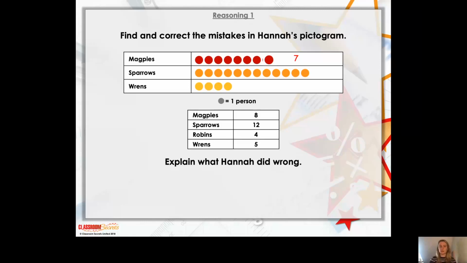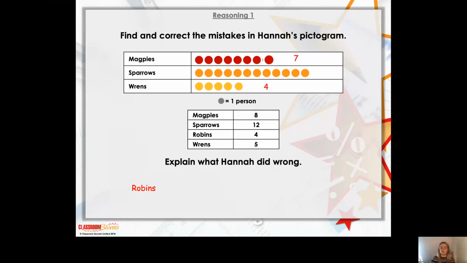So let's have a look at her wrens. How many people saw wrens? Yes, 5 people saw wrens. So she's going to need how many circles if each circle represents 1 wren? Yes, she's going to need 5 circles to represent 5 people, sorry. So how many circles has she got? Let's have a look. She's got 1 circle, 2 circles, 3 circles, 4 circles. Oh, she needed 5 circles, didn't she? And she's only got 4. So how many more circles is she going to have to add to her pictogram? Yes, she's going to have to add 1 more. There we go. So we've sorted that part of the pictogram out, but she's missed robins off completely.